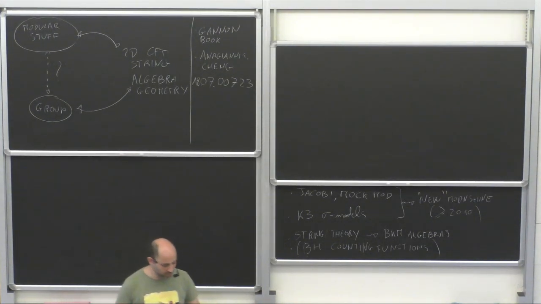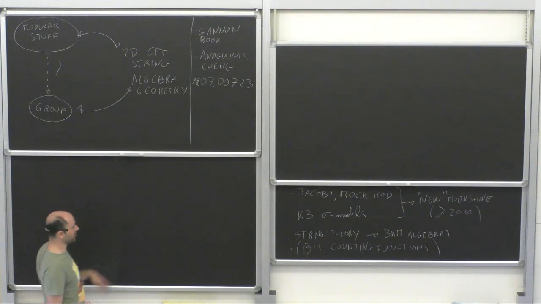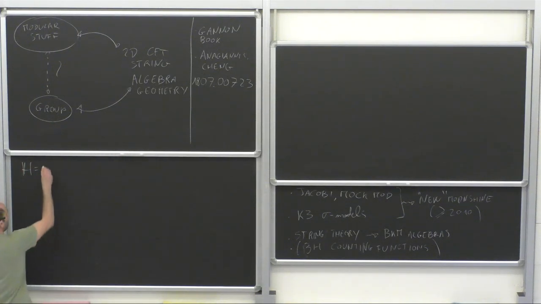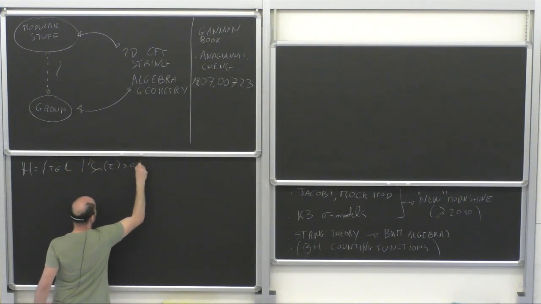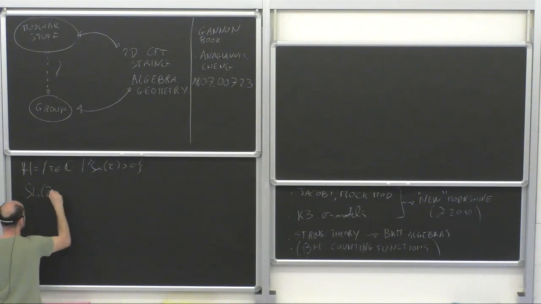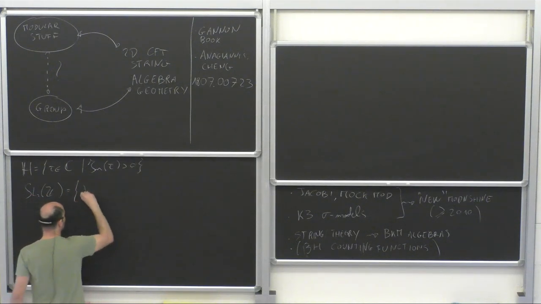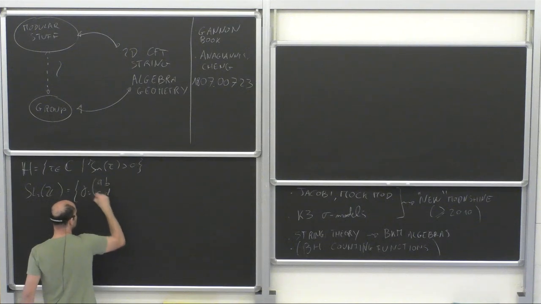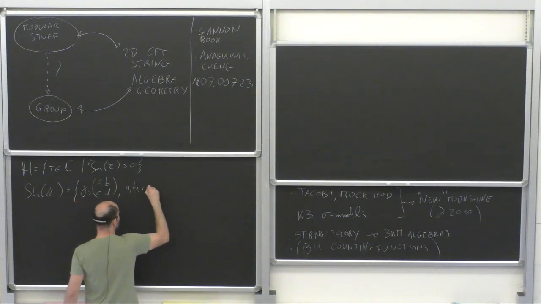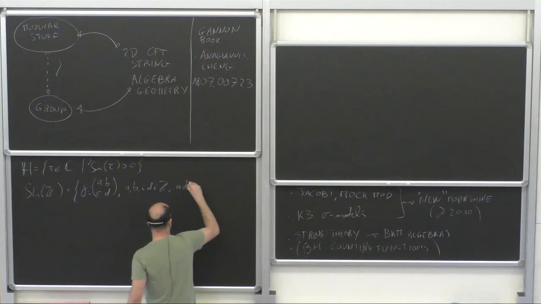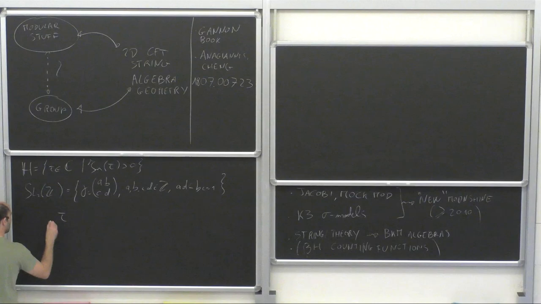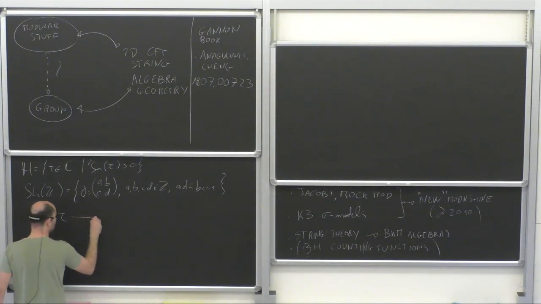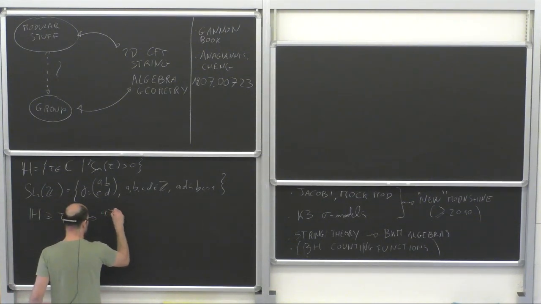So what is this monstrous moonshine? Let's start from what Oliver told us yesterday. We have the upper half plane, and then we have this group, SL2Z, that acts on the upper half plane. This is the group of matrices (a, b; c, d), with a, b, c, d integers and determinant 1. And this acts on the upper half plane by fractional linear transformations.